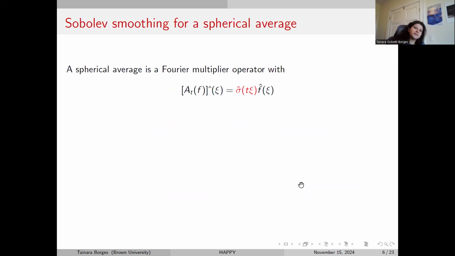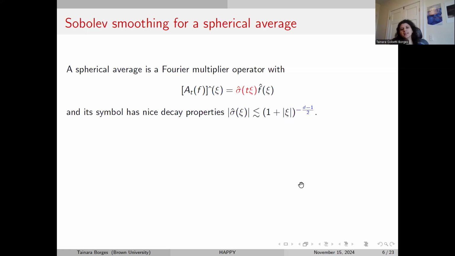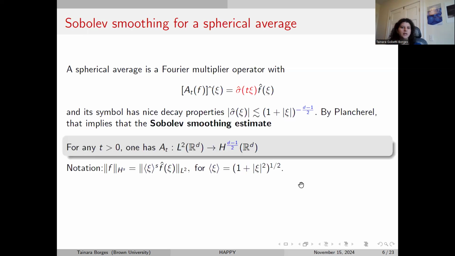Going back to the spherical averages, you could think of this operator on the Fourier side, and you're going to see that it's a multiplier operator, and the symbol is sigma hat of t xi. One very nice thing about the Fourier transform of the spherical measure is that it has very nice decay of the form 1 plus |xi| to a negative power. This negative power is minus (d minus 1) over 2. It has to do with how many non-vanishing curvatures the sphere has.